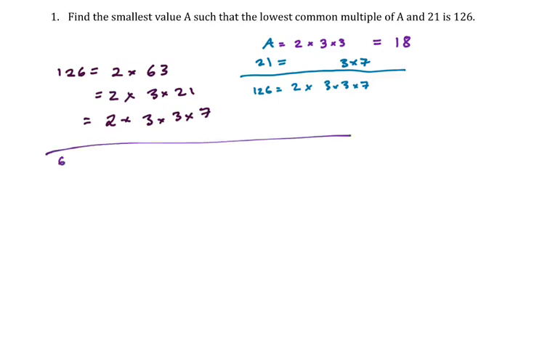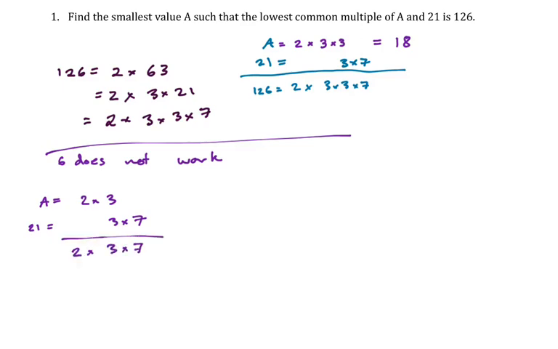Now, a common mistake when answering this question was to assume that 6 would work, but 6 does not work, because if we were to write it using our methods for finding lowest common multiples, we would have to line up these 3s, and the lowest common multiple would be 2 times 3 times 7, which is the LCM, and this number is 42, and it is not 126. So 6 does not work for A. You have to have this extra 3 to give you the lowest common multiple, 126. So the answer for this question was 18.